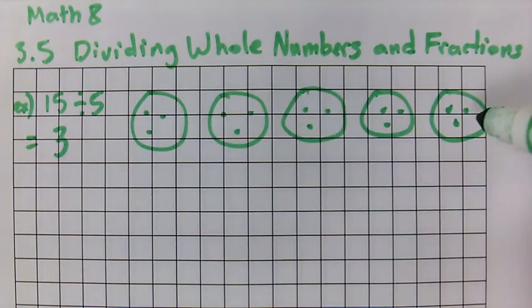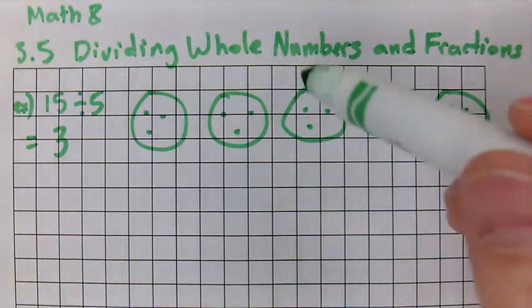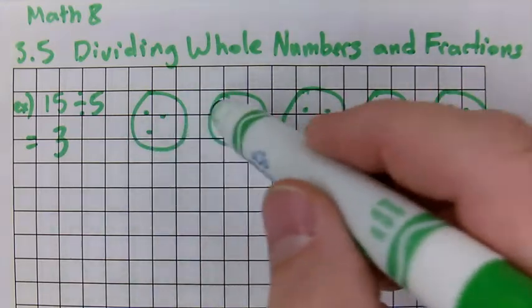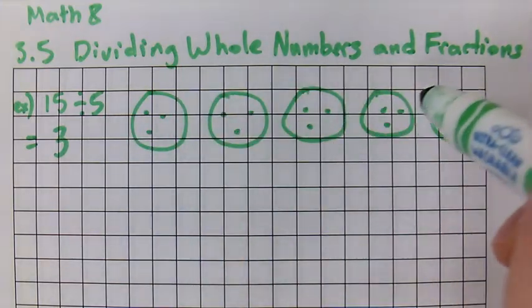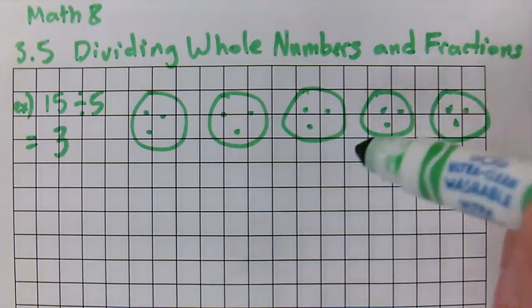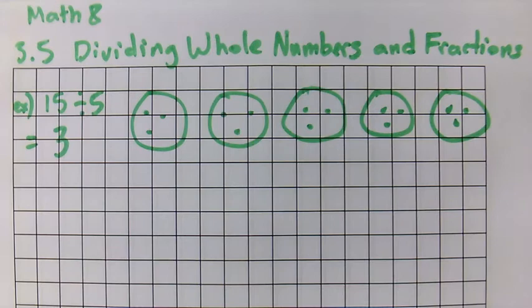Now this is something that's simple to you now, but what happens when there's fractions involved? It's not so easy to say there's 3/5 of a group, or 9/12 of a group. It's kind of hard to do it that way. So this model here doesn't work super well for dividing fractions. However, number lines work very well.